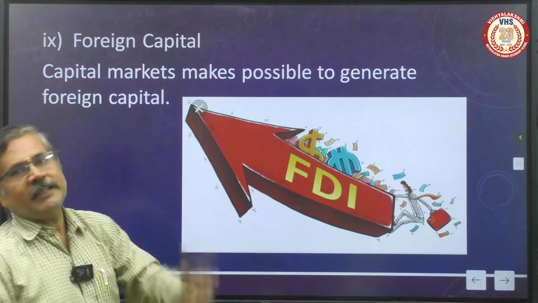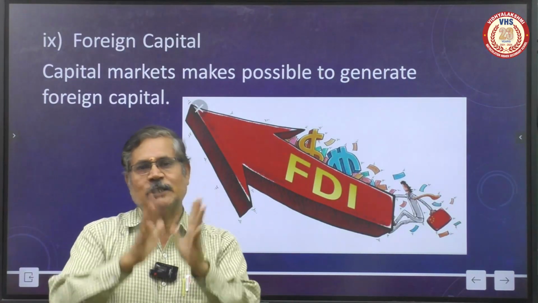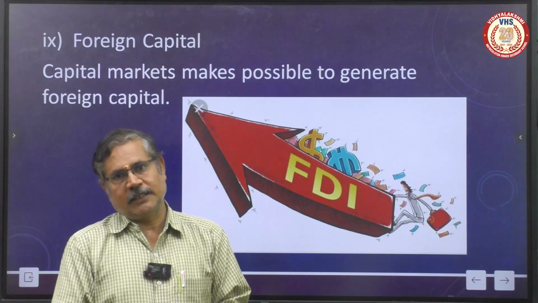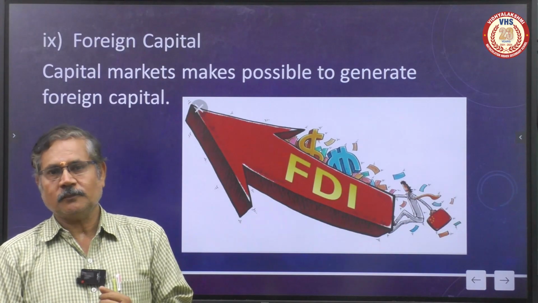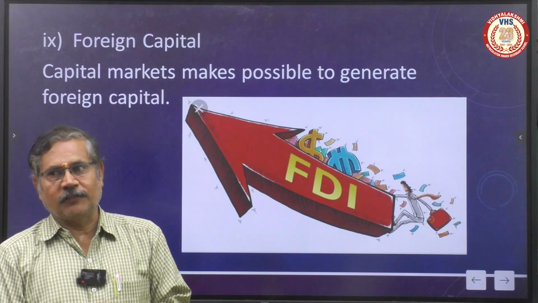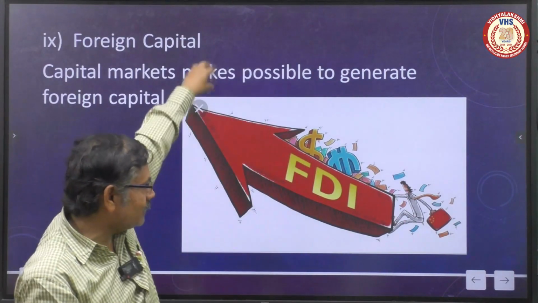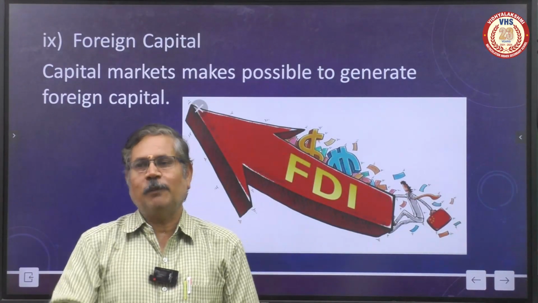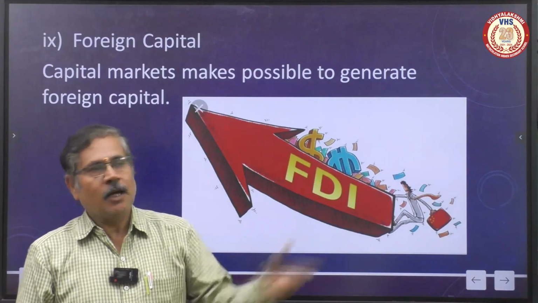Ninth one, foreign capital, FDI. What is meant by FDI? Foreign direct investment. Other countries directly invest in our India. You know Ford, Hyundai Motors, and then Suzuki. All these other countries directly invest in India in the capital market for the process of manufacturing, producing and assembling.